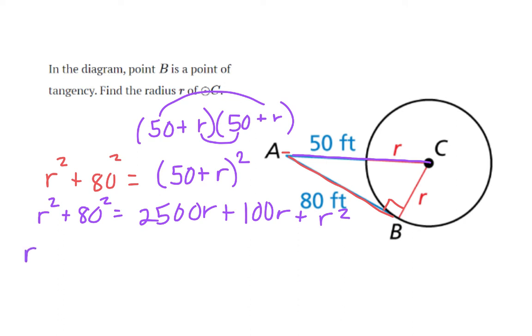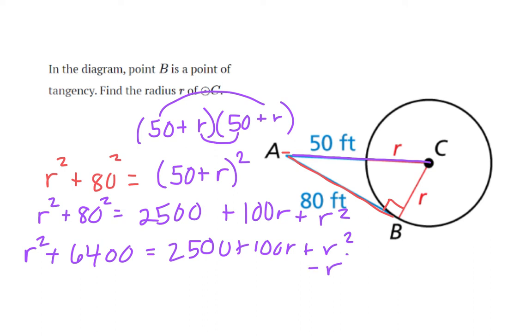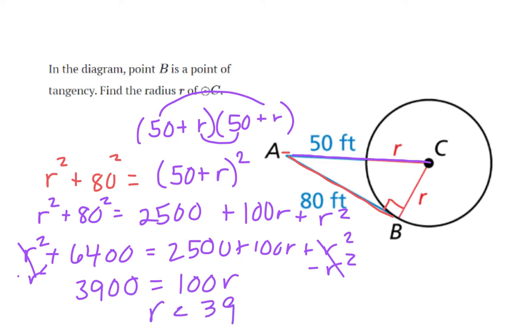So this looks like a quadratic equation, but what ends up happening is the r squareds are going to cancel out. Sorry, that shouldn't have been 2500r, it should have just been 2500. And as I look through that equation, if I subtract r squared from both sides, this became a lot easier. And I can now solve for my r, subtracting the 2500 from both sides. I get 3900 equals 100r, so r equals 39. Okay, so we can use that idea of the Pythagorean theorem, even if we have to expand a bracket, that's okay.